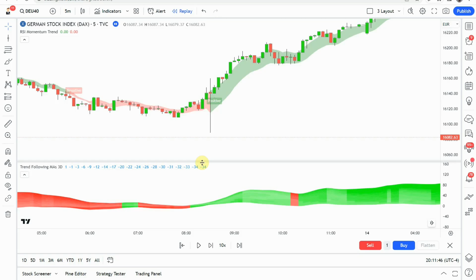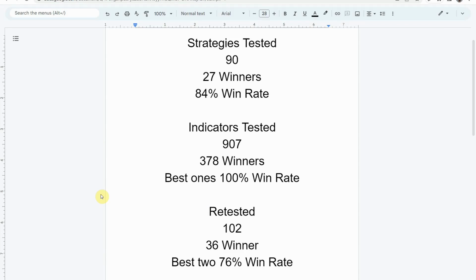Alright, as I said, today we will be testing a 5-minute scalping strategy. Before we do though, I wanted to put the testing scoreboard up for everyone to see. Keep in mind that we test most of these strategies and indicators on the Forex and crypto market, but they can be applied to just about any market and time frame universally.